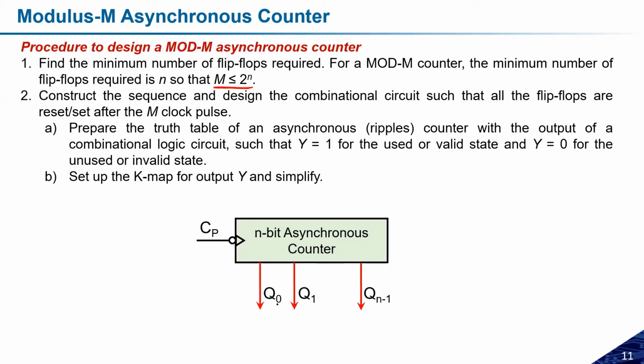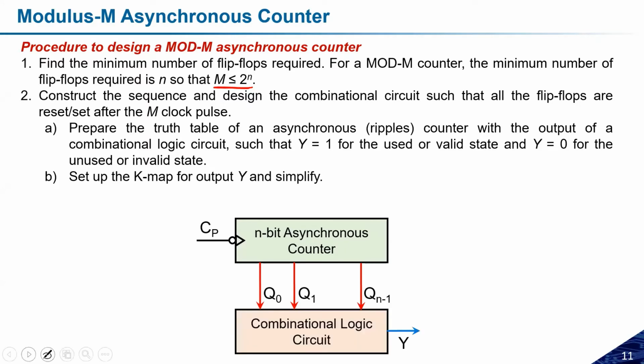Let us assume the outputs of the counter are Q0, Q1, and so on. The extra or decoder circuitry is controlled with the help of the output of this counter. We need some combinational logic circuit that gives some output Y, and this output Y is connected to the clear of the counter. We have already done this, but this is the pictorial representation of a mod m asynchronous counter. This is how we can design it. Let us see how we can do this by following the procedure.